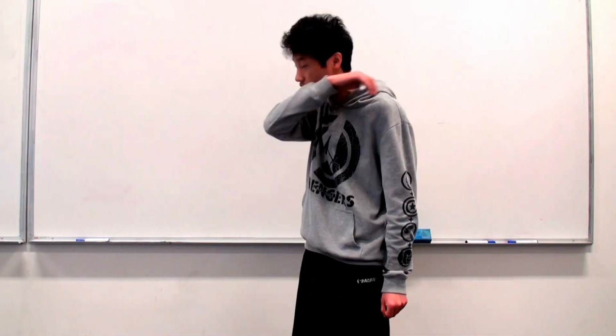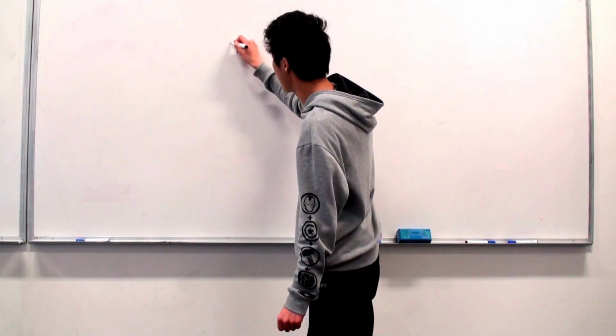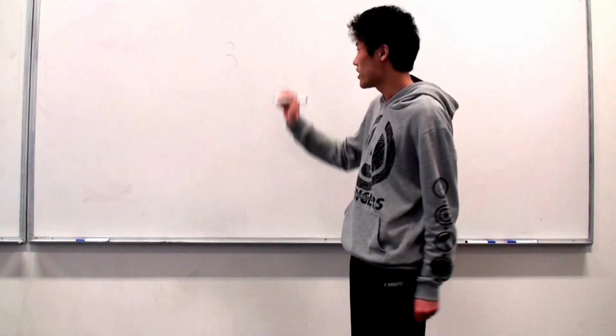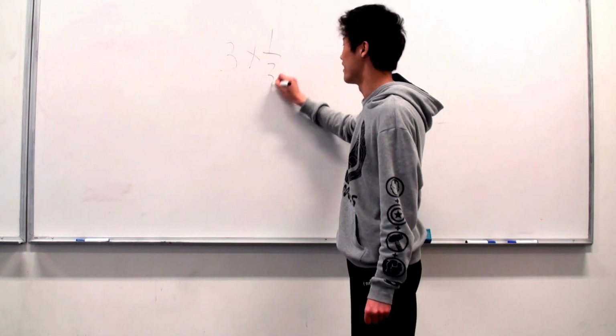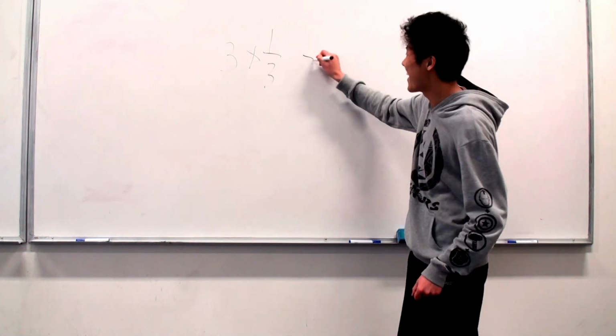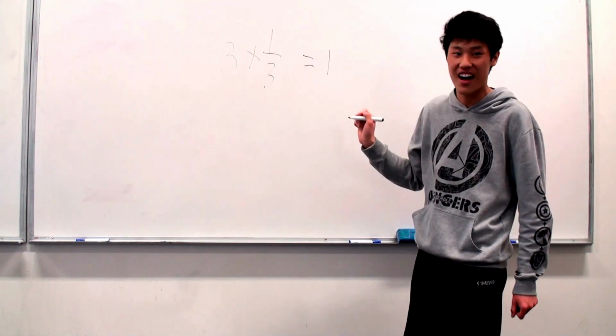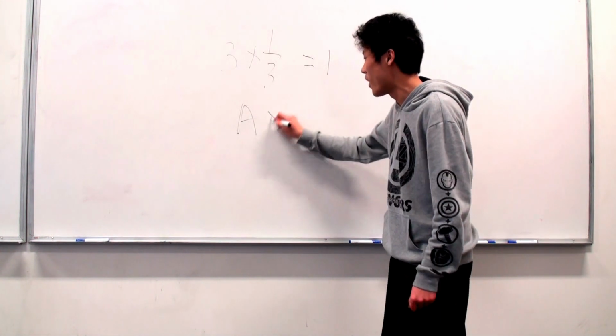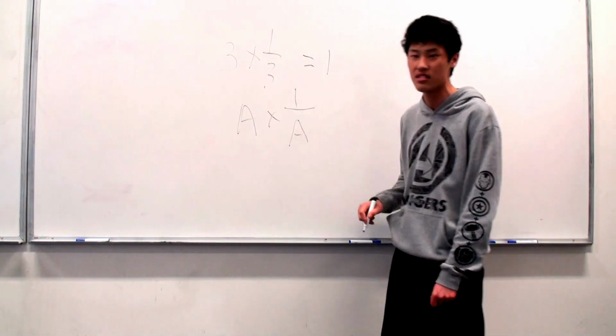So what's the whole point? You know in maths, if you just do normal numbers, so 3, right? What's 3 times 1/3? Yeah, that should be easy, right? 1. That's easy, right? So what's A times 1 over A if A is a matrix?